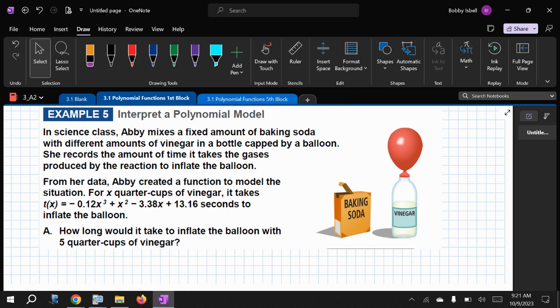Might be good. So here we got a word problem. Let's see if we can interpret this and see if we can build through it. In a science class, Abby mixes a fixed amount of baking soda with different amounts of vinegar in a bottle capped with a balloon. She records the amount of time it takes the gases produced by the reaction to inflate the balloon. From her data, Abby created a function to model the situation. For x quarter cups of vinegar, it takes t of x, that's time, in seconds to inflate the balloon. How long would it take to inflate a balloon with 5 quarter cups of vinegar?